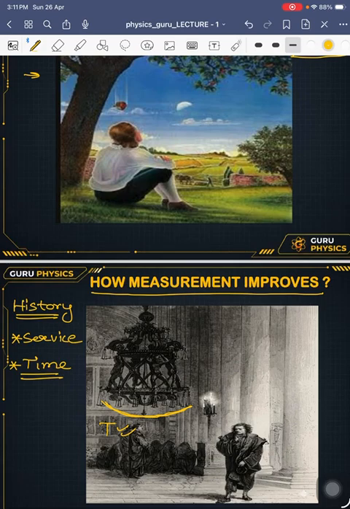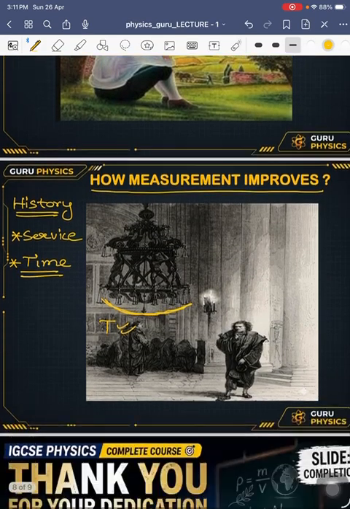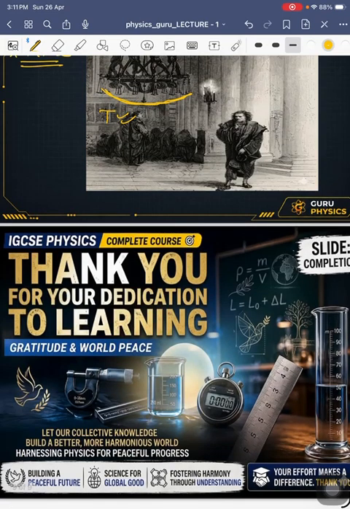In the next lecture, we'll proceed with the progression of how measurement improves.